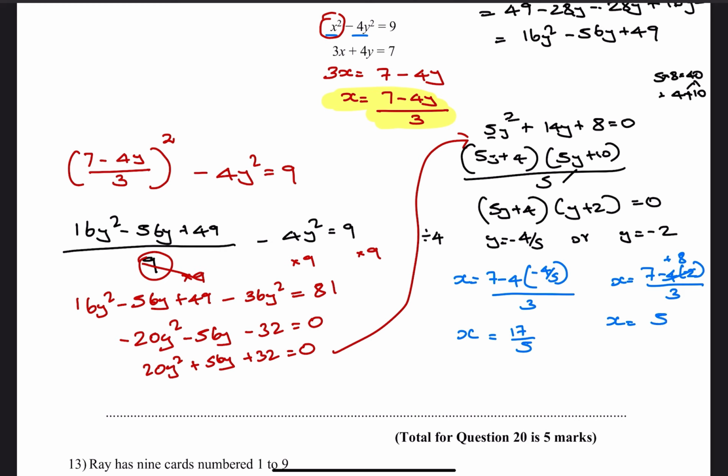Okay, so I'm just going to write the finalized answers. x is 17 over 5, comma, y is minus 4 over 5, or x is 5, comma, y is minus 2. Okay, good. Next one.